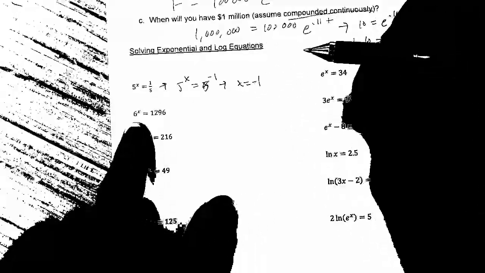Okay? Can 1296 be rewritten in terms of base 6? It can. Anyone? What power? Are we sure about that? Yeah. Okay. Sorry, I just want to make sure. All right. X equals 4.